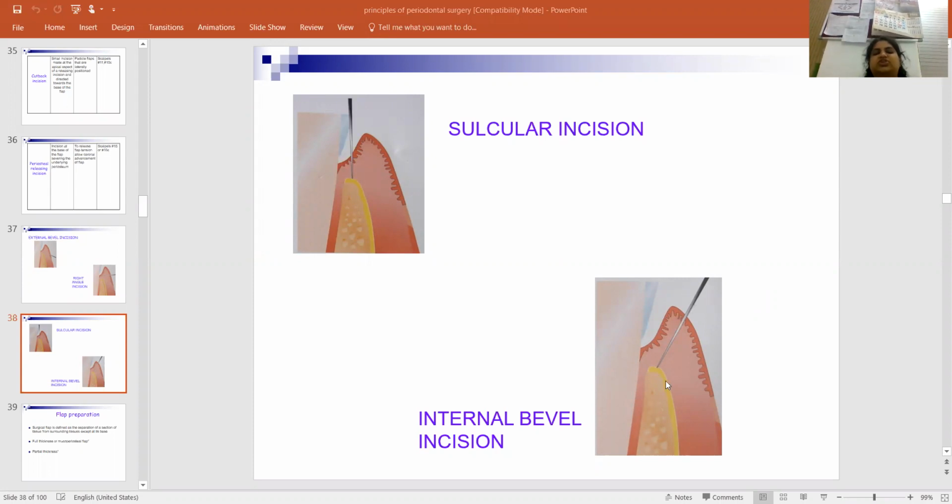In the internal bevel incision, you can see it is always directed 0.5 to 2 millimeters away from the gingival margin, and the cutting edge is towards the crest of the alveolar bone or gingival crest. So basically, the aim of the internal bevel incision is to remove the pocket lining also and to provide the primary thinning of the flap.